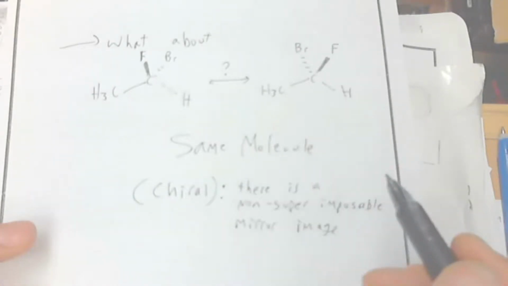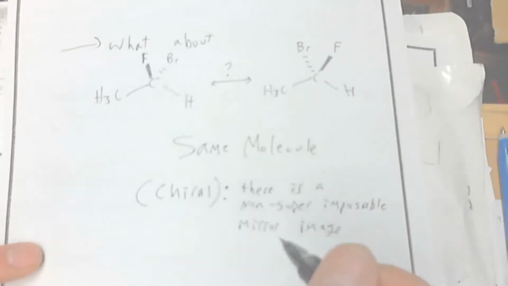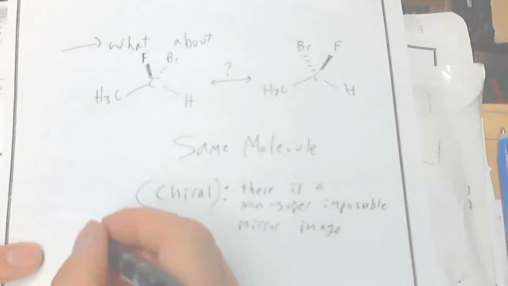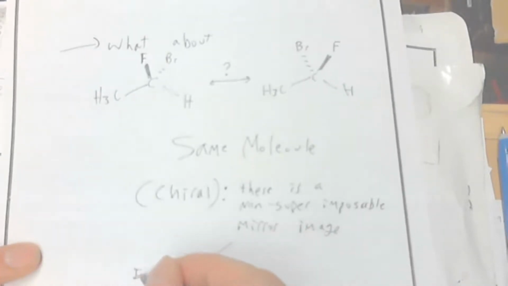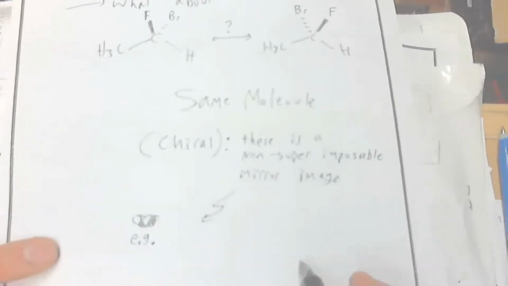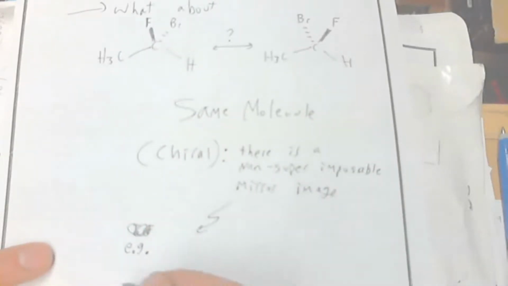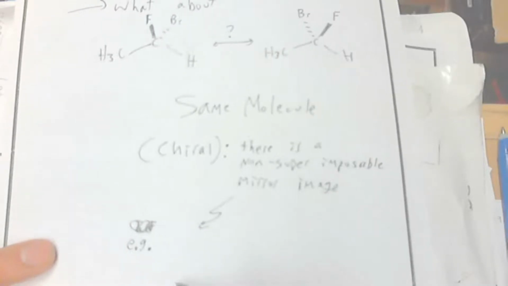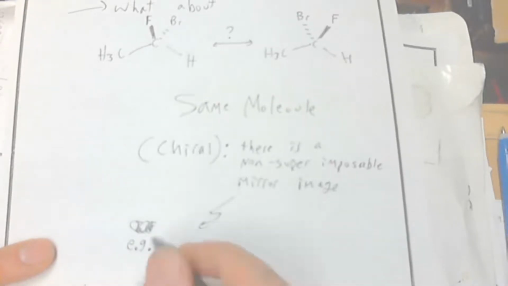So, we'll say, for example, what would it look like? I would just have the bromine coming towards us and the fluorine going away. So that non-superimposable mirror image would look like this: H3C, H.